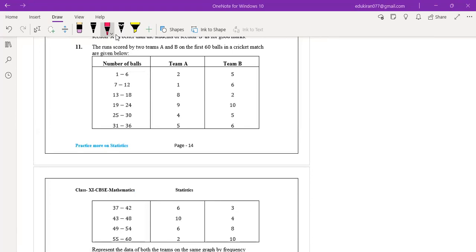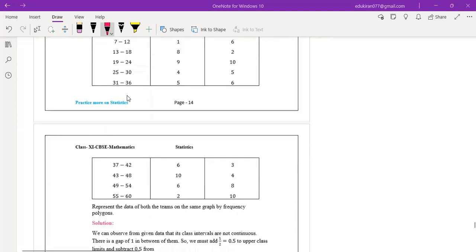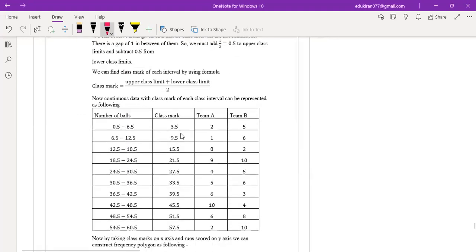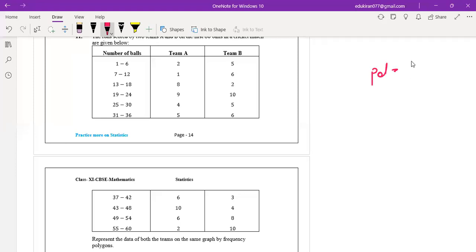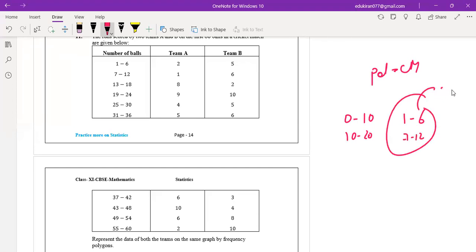When do I have to do class mark and when do I have to make it equal? No, no. First you have to convert this into this, and then you have to do the class mark. This is not a class mark. Whenever they are asking you polygon, na, you have to do the class mark. Okay. But over here, it is not like 0 to 10, 10 to 20. There is a gap. Okay. It is 1 to 6, then it is 7 to 12. So first you will convert it into like 0.5 to 6.5, like this. And after this, you will do the class mark. Okay.